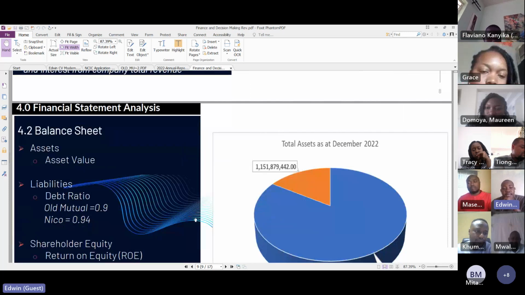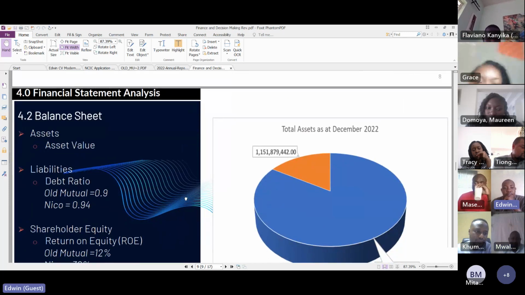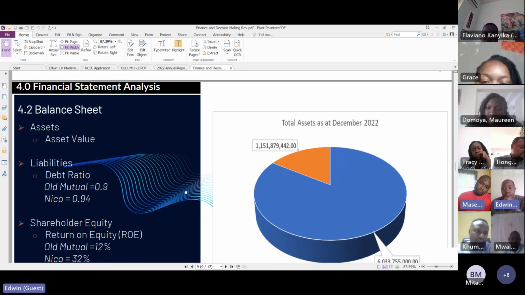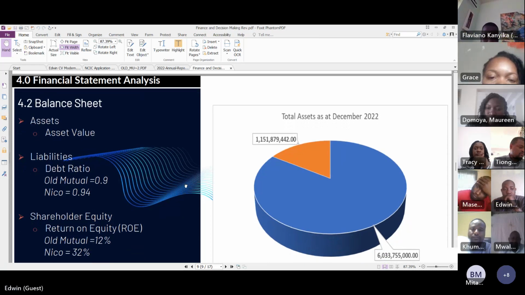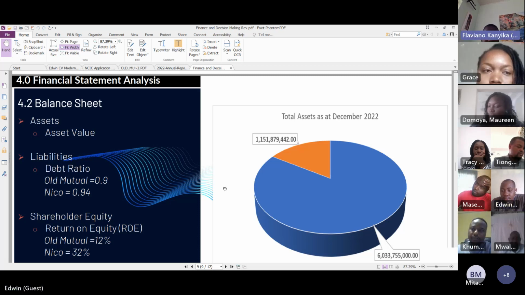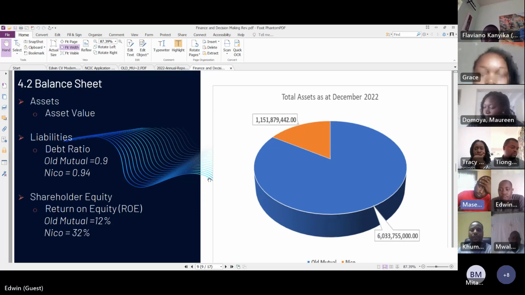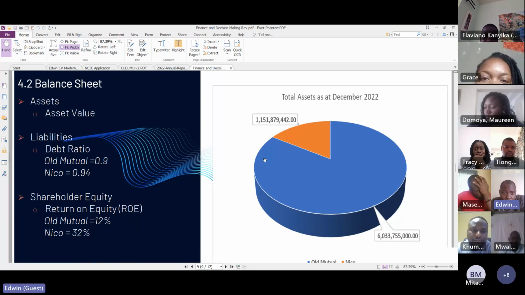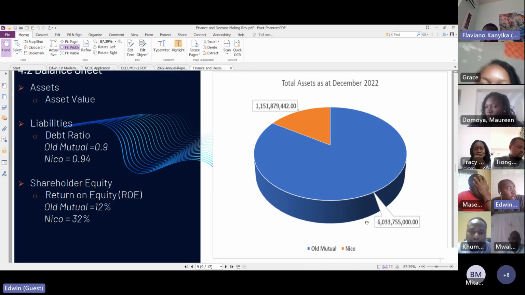In terms of the asset value for the two firms, for the year ended December 2022, NICO had approximately 1 trillion in assets, while Old Mutual had about 6 billion in assets.